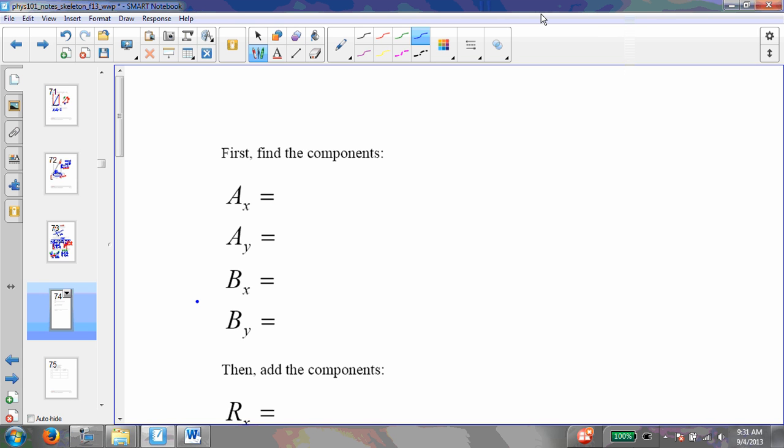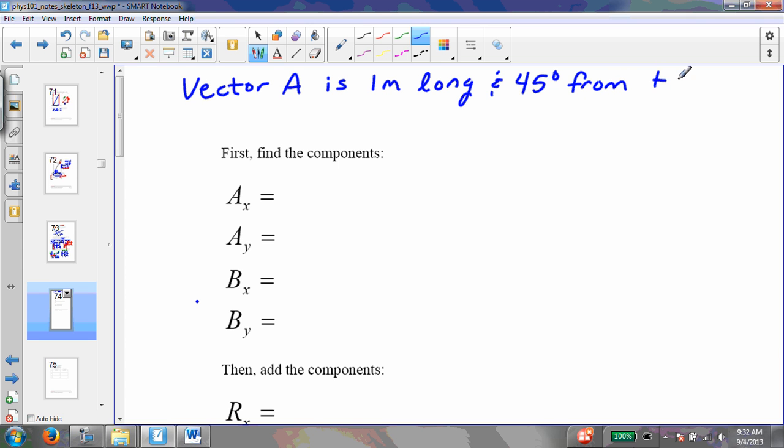All right, let's do an example. Let's say that I have a vector A, and vector A is 1 meter long and 45 degrees from the x-axis. And vector B is 2 meters long and 60 degrees from the x-axis.